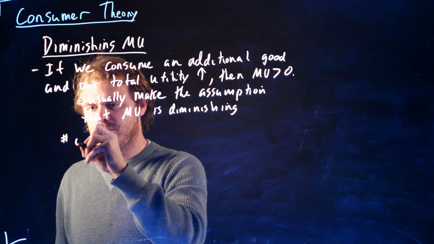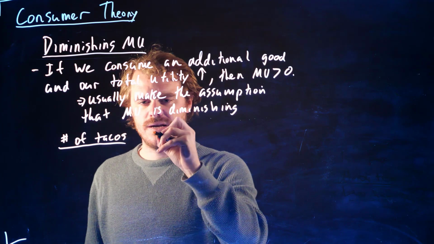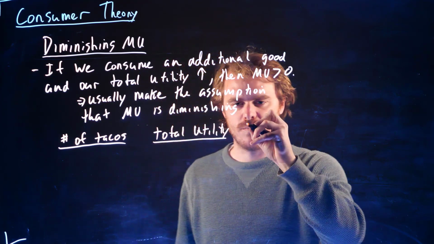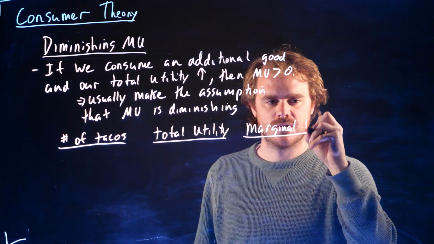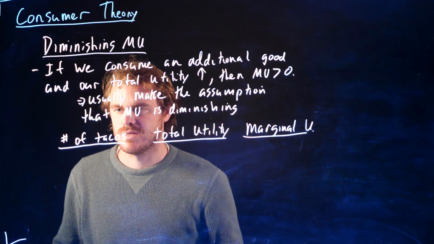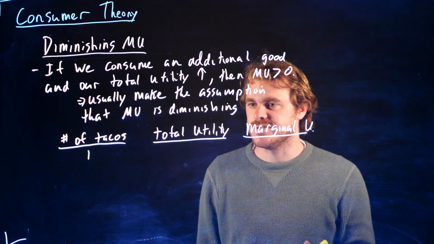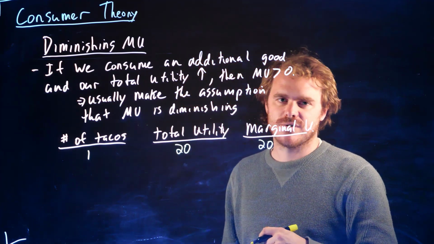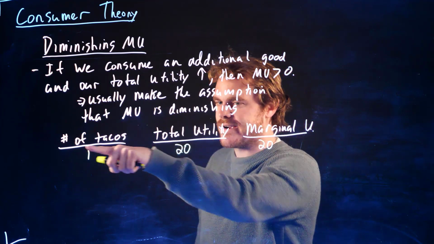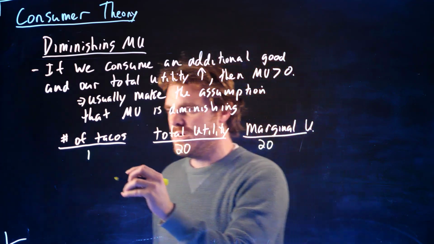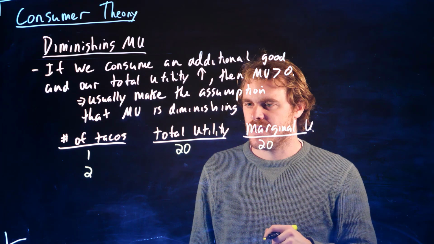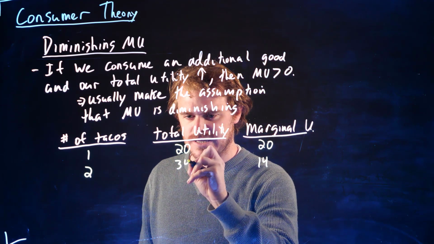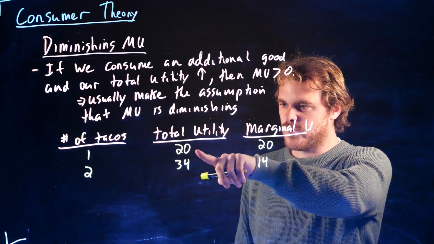So let's think about the number of tacos someone buys. We can think of their total utility and think about their marginal utility over here. So let's say this first taco that someone chooses to consume, it's going to give them 20 total utility, which means their marginal utility from consuming the first one is 20, right? Because for the first taco that we have, the marginal utility equals the total utility. Now let's say they have a second taco, and now their marginal utility is 14, and their total utility therefore is 34.